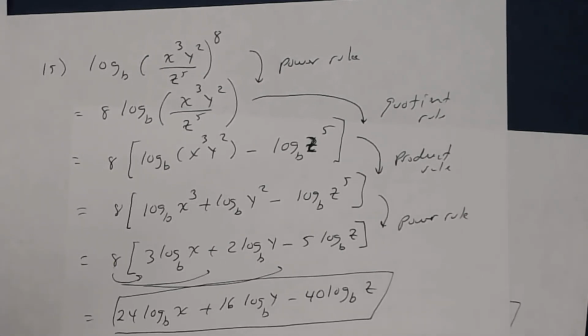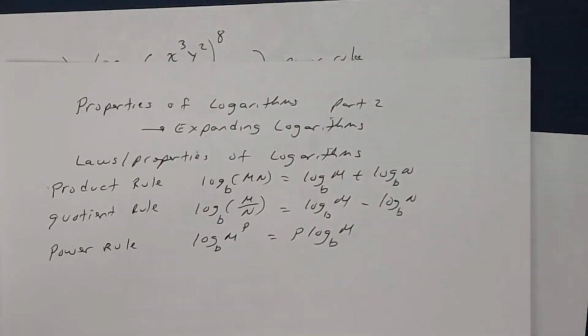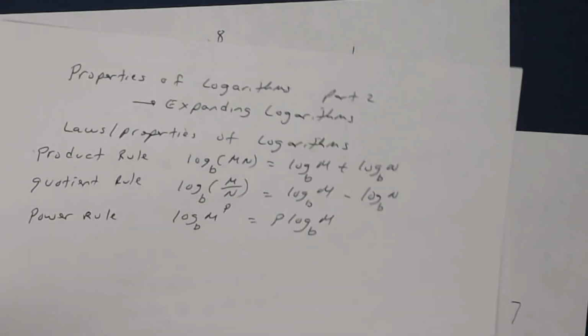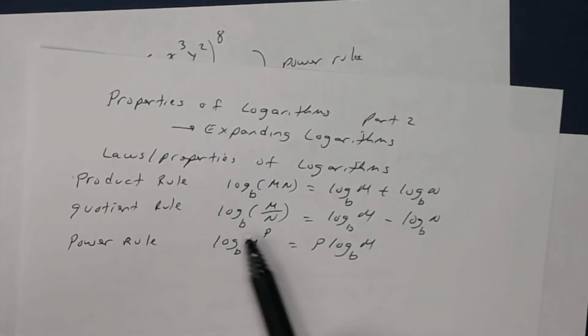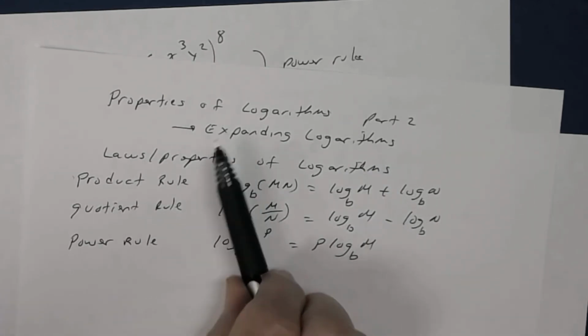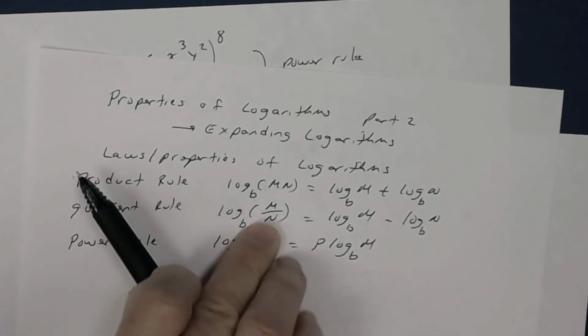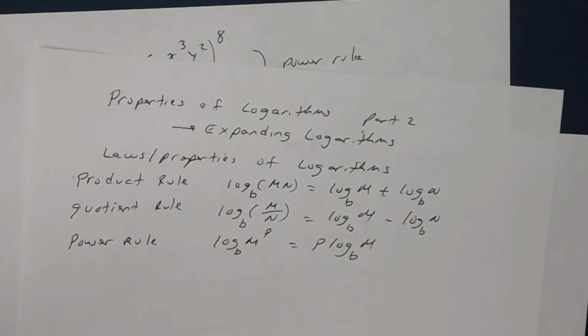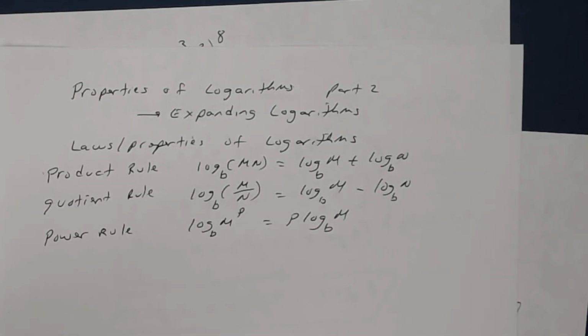So that is the lesson on part 2 of our properties of logarithms. In this case, we're just expanding. Remember, expanding is where you go from one logarithm to multiple. In part 3, we're going to look at condensing, where we go from multiple logarithms to one. That's going to be the next lesson. Okay, so that's the end of part 2.